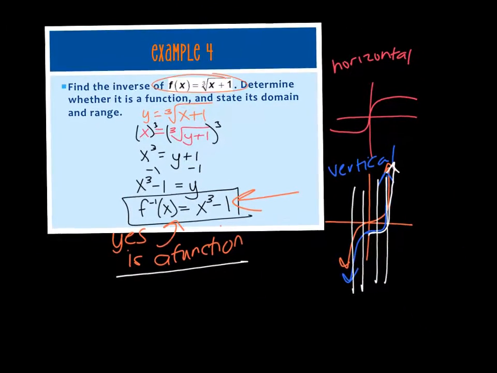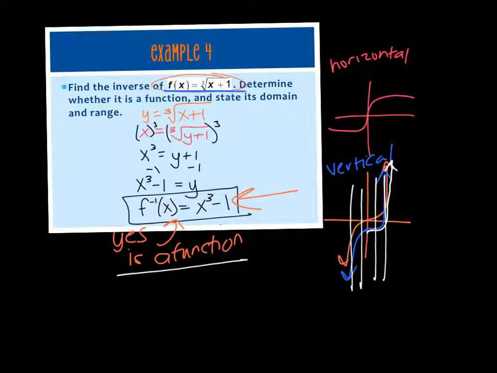And then the last part of this is stating domain and range. So remember, the domain of my f of x becomes the range of the f negative 1 of x. So is there a restriction on the cube root of x plus 1? Can I cube root a positive number? Yes. Can I cube root 0? Yes. Can I cube root a negative number? Yes. So there is no restriction on a cube root. Remember, it's on a square root. So the domain of this function is all real numbers, which means the range of the inverse is all real numbers.